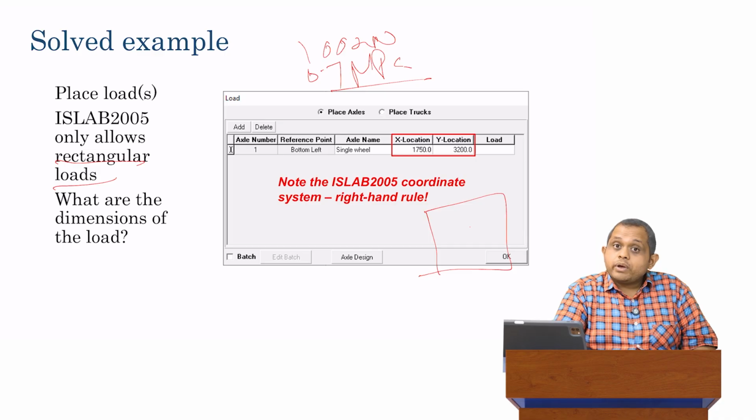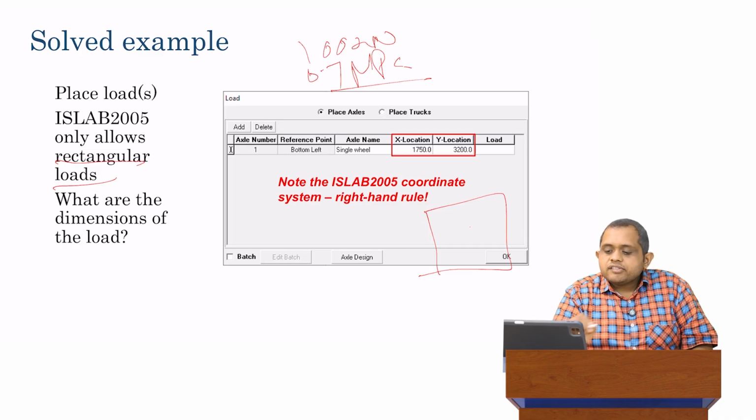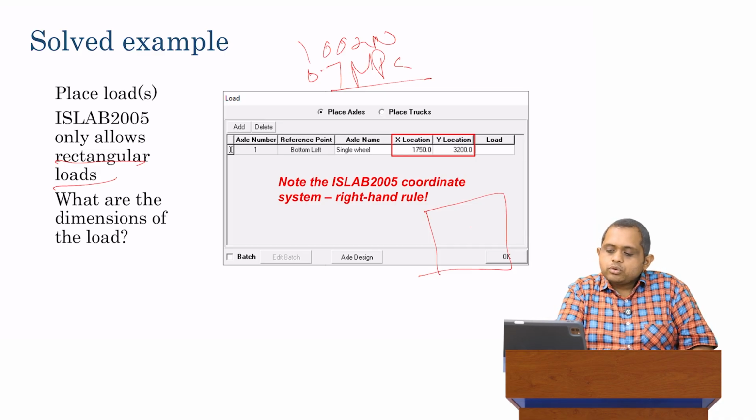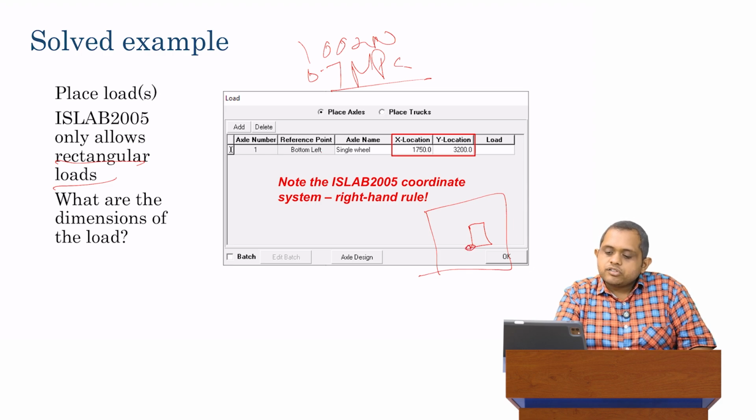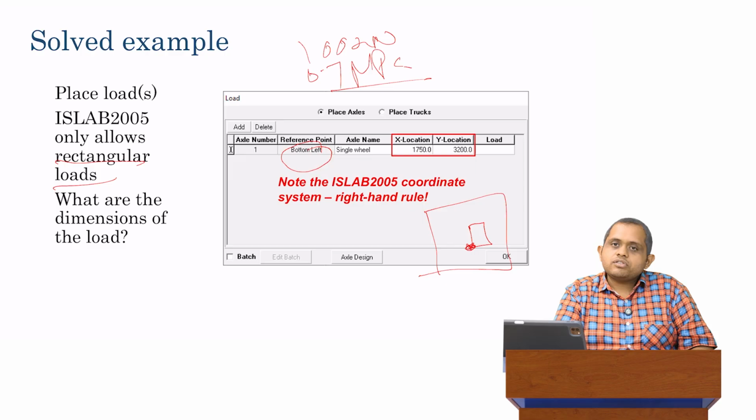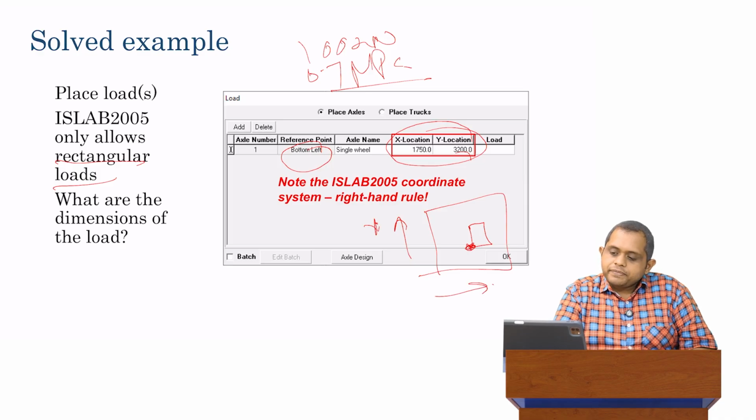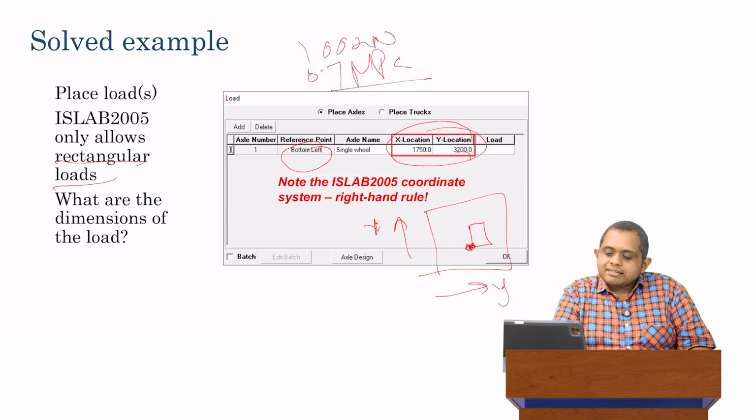Now the question is, where should I place the load? The interesting way that ISLAB places a load is, let me draw the load over here, in addition to specifying the magnitude of the load, you also have to specify a reference point, and by default it's the bottom left point. So you say within the slab, where is the X location and the Y location? Again, this is X and this is Y. You specify the X location and the Y location of this bottom leftmost point of the load, and it is going to place the load accordingly.